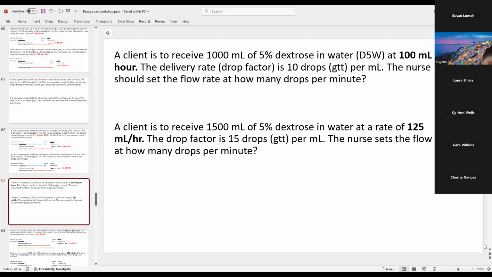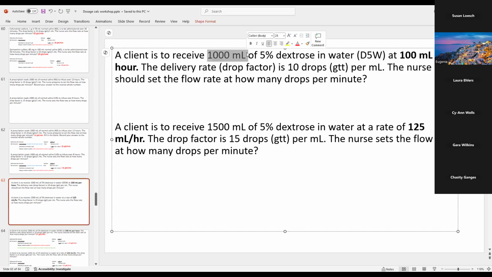Yes. Okay, this question is no different, but you have a little cheat here. If you are going to use the total volume, which I've told you to do, which is 1,000, then you have to determine how many hours this is going to run for. If you took 1,000 and divided it by 100, that would tell you 10 hours, right? Then you would have to convert that 10 hours to minutes. So that would be 1,000 divided by 600 times your drop factor, which is 10.